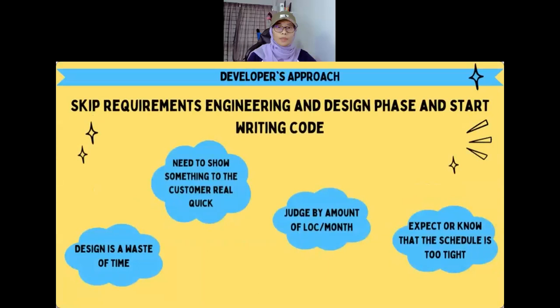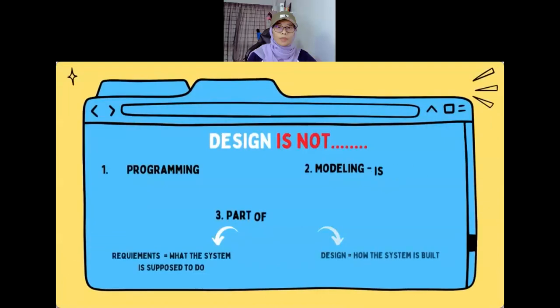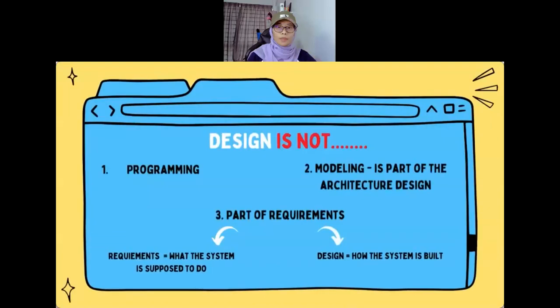Developer approach: skip requirement engineering and design phase and start writing code. Why? Design is a waste of time. Need to show something to the customer real quick, judged by amount of log per month. Expect or know that the schedule is too tight. Design is not programming. Design is not modeling.